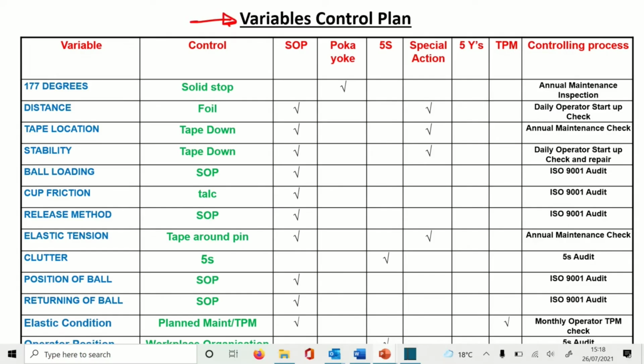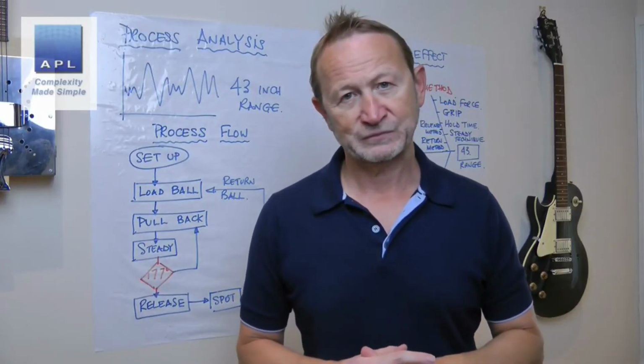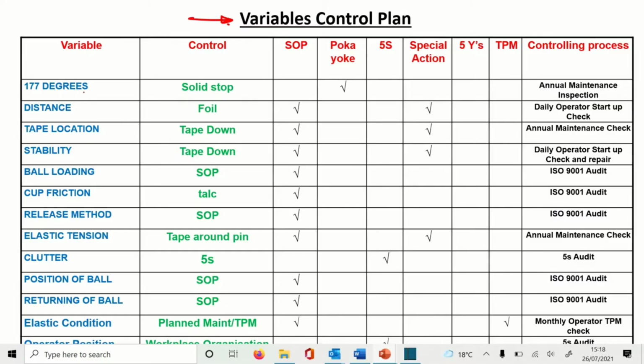We've got a list of variables. We've added a few more because whilst we've been thinking about this, the operator's come up with a few extra variables that we didn't capture during the original analysis. So let's have a quick look through the list and the controls that we've agreed to use. In no particular order, we've got the angle. Our control method is to put a solid stop at 177 degrees. To be able to spot the ball, the distance, we're going to put some aluminium foil down so that we can see where the ball hits the foil.